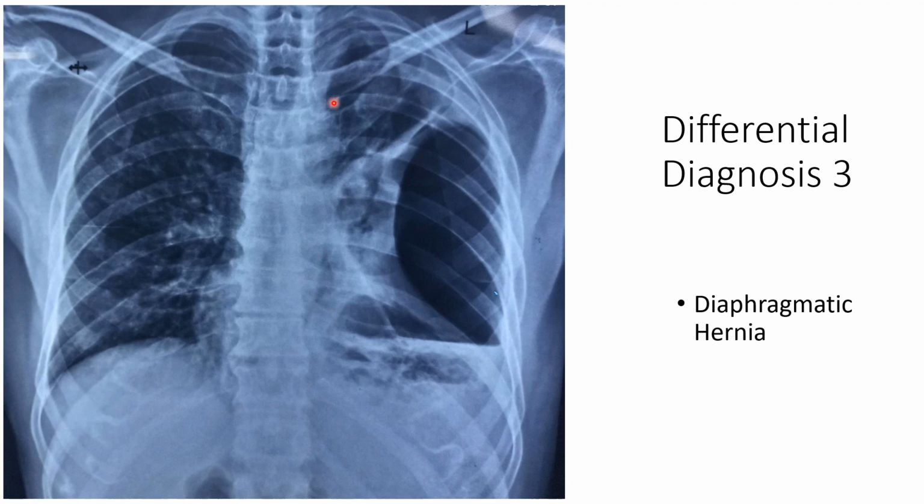So these are multiple air-fluid levels in the thorax, and this is because of a diaphragmatic hernia. The gut has crossed the diaphragm into the thoracic space. So this is all bowel. When you see multiple air-fluid levels in the thorax, you have to be very careful. There are two different types of diaphragmatic hernias: one is the Bochdalek hernia, and the other is the Morgagni hernia.